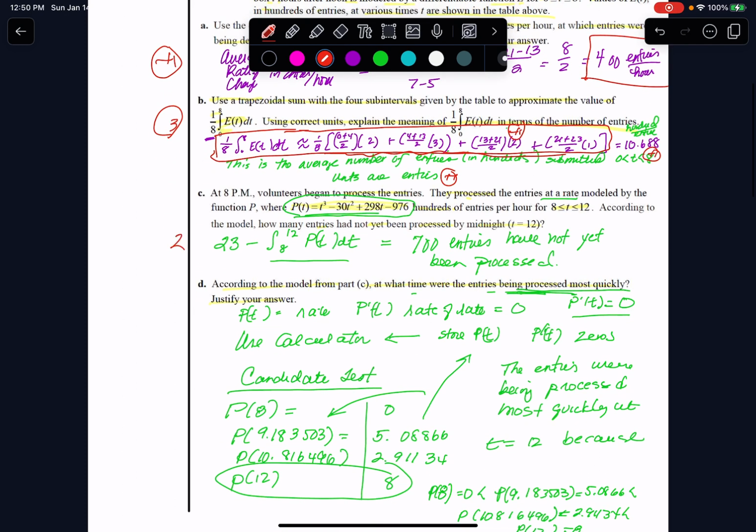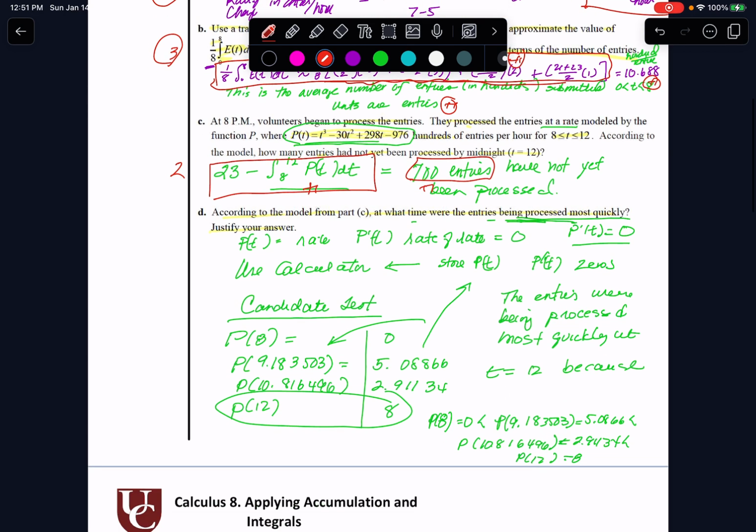Part C is worth 2 points. You get 1 point for this, and you get 1 point for the answer. So that was +1, +1. And then for D, it's worth 3 points. And look, here you go. This is worth a point. P prime of T equals 0. You got to put that on there. You get 1 for the answer, and 1 for the candidate test.